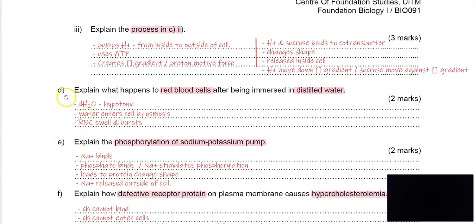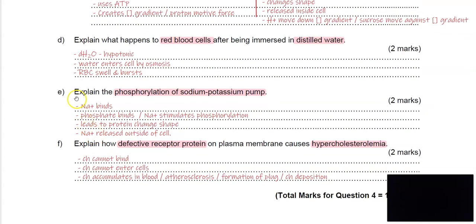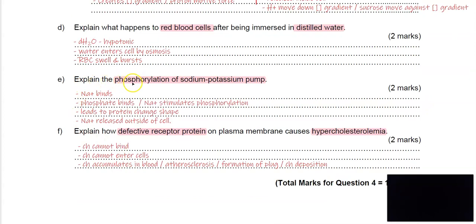Okay, so next question, D. Explain what happened to red blood cell after being immersed in distilled water. Distilled water, I shorten it as DH2O, is actually hypotonic to the red blood cell. Because distilled water is hypotonic to the red blood cells, water will enter into the cell by osmosis, and as water enters, it causes the red blood cell to swell and then burst. That is for 2 marks.